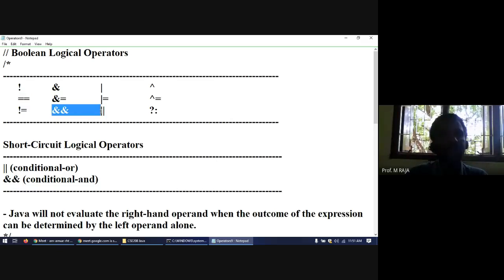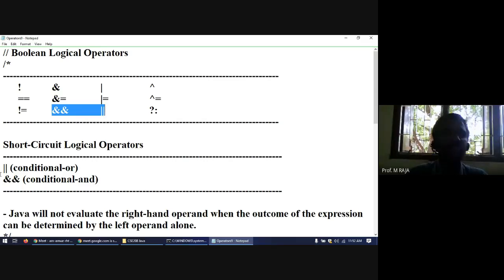Then these are some special operators. These two are special operators: double ampersand and double pipe, said to be conditional AND and conditional OR. That is, short circuit logical operators. In the case of short circuit logical operators, the result is evaluated in a different way.